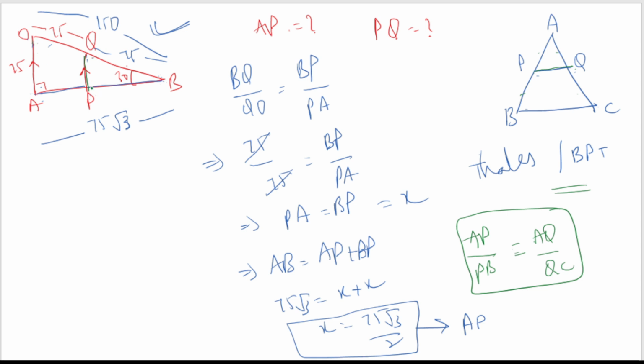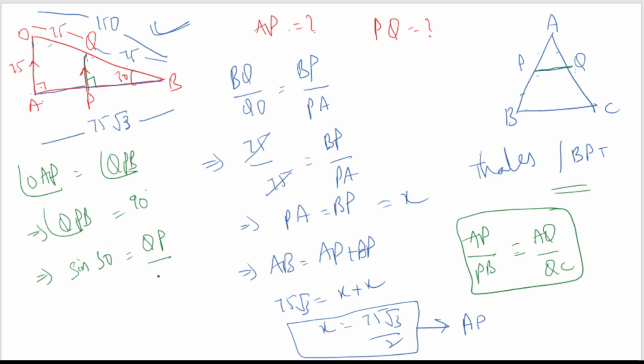Here OA is parallel to PQ, right? So angle OAP is equal to angle QPB. So angle QPB will be 90 degrees. This will be perpendicular. Now we will use the trigonometric ratios. We have hypotenuse side BQ and we need the opposite side. We will use sine theta. Sine 30 is equal to opposite side QP divided by hypotenuse.